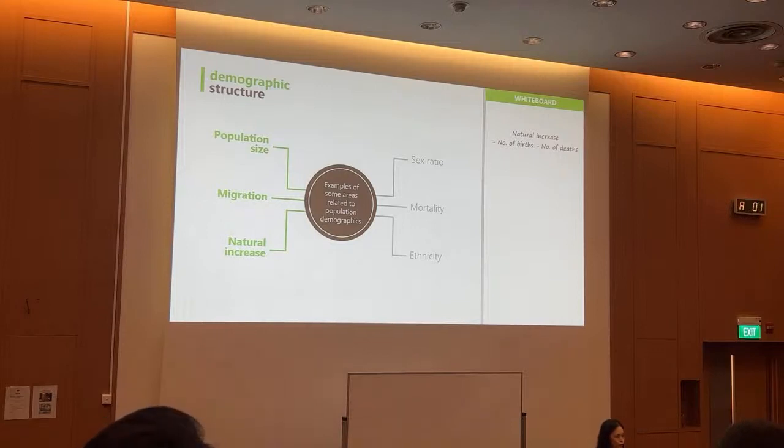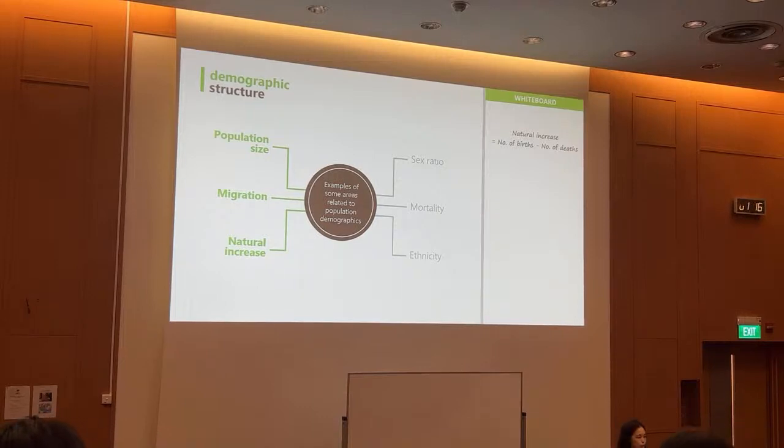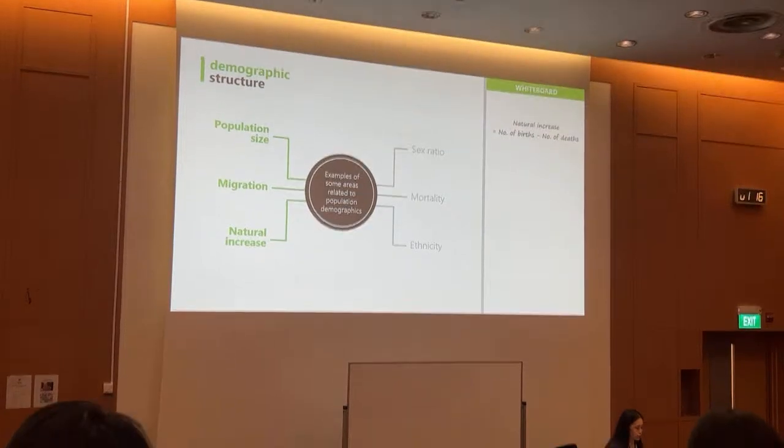When we want to discuss about population, what characteristics or what features of population can you think about? Here are some examples of areas related to population that you can look into. Obviously, you can look at the population size, how big, how small the size is. You can look at the migration in and out of the country. You can look at the natural increase in the country.